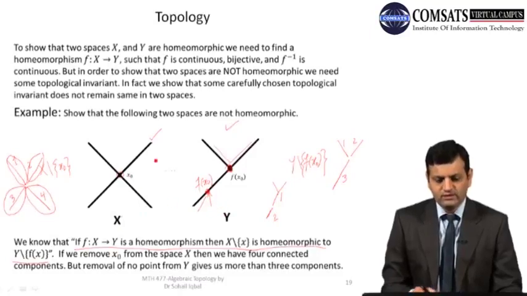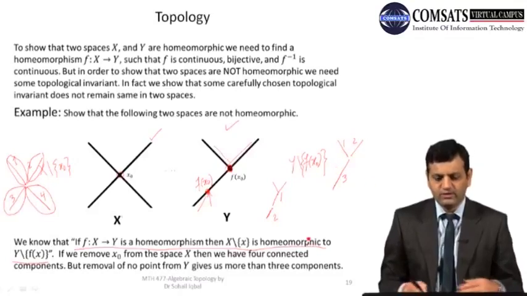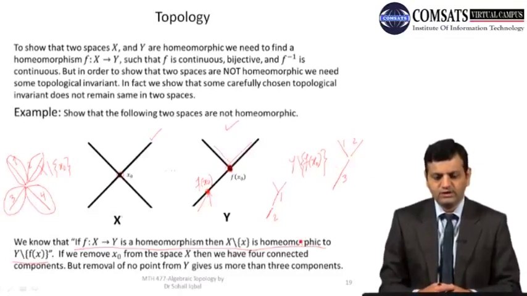But in this case, we can observe that if I take f of x naught to be any point on this y, then I can't get more than three connected components. So according to the topological invariance of connectedness, I can say that this space x is not homeomorphic to this space y.